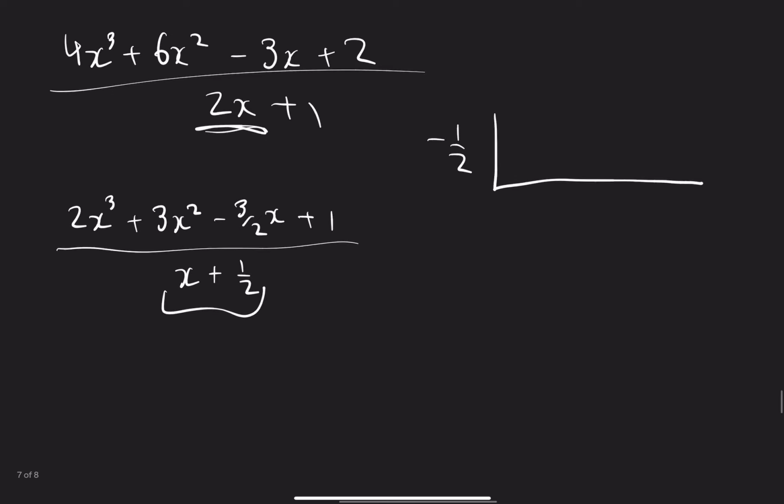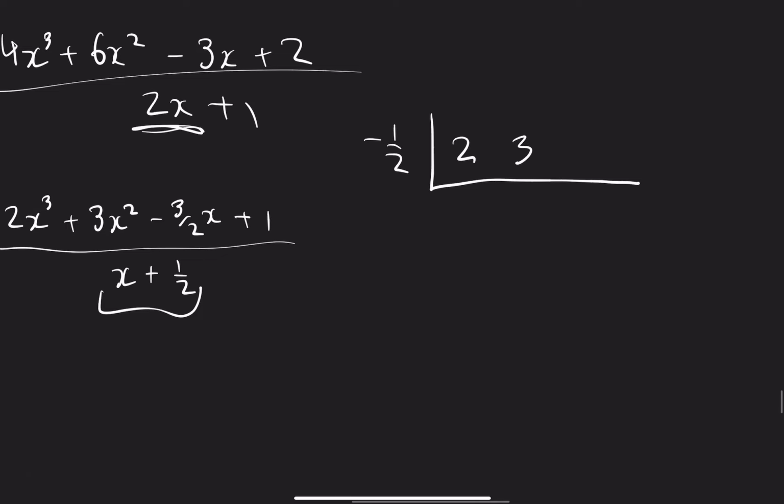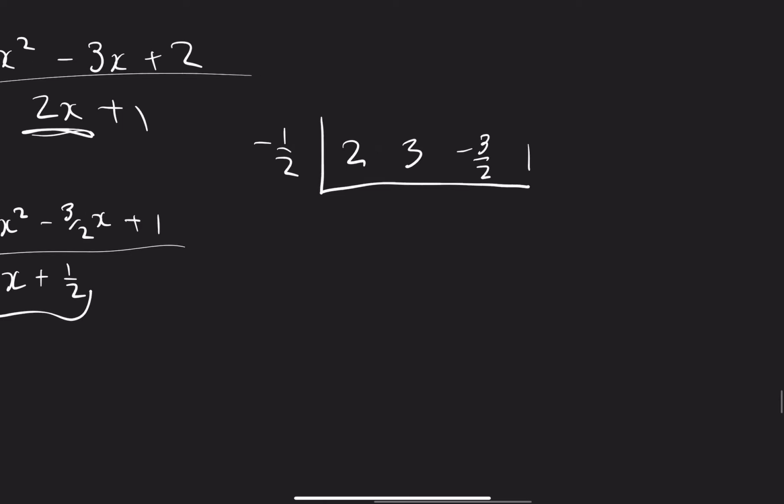So coefficient of 2x cubed is 2. Coefficient of 3x squared is 3. Coefficient of negative 3 over 2x is negative 3 over 2. Coefficient of 1 is 1. So I'm just going to put the other line down because that's what I like to do. It just helps me see it better, I guess. First thing you want to do, as usual, drop that down to get 2.